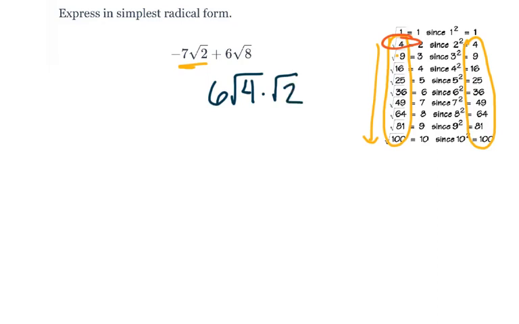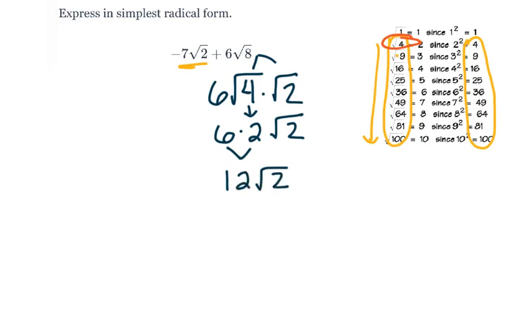Because root 4 times root 2 will give us root 8. All right. So square root of 4, we know what that is. That's going to become 2, just taking the square root of 4. And then this root 2 stays the same. So now I can multiply 6 and 2 together. I get 12 root 2. Okay. So I've simplified 6 root 8, changed it to 12 root 2.